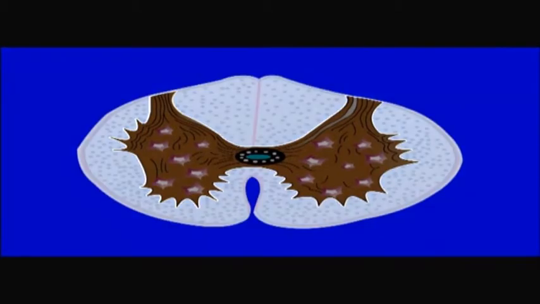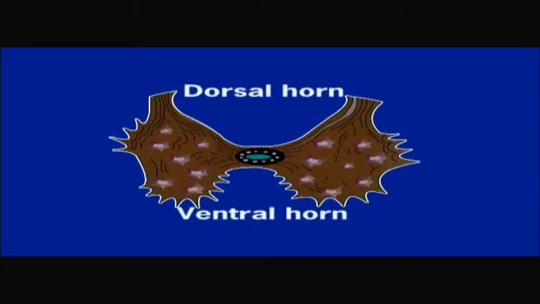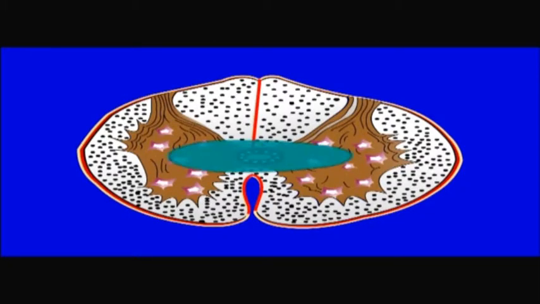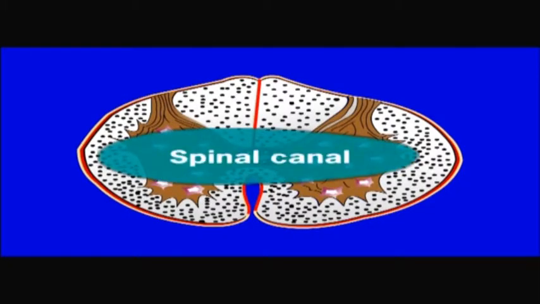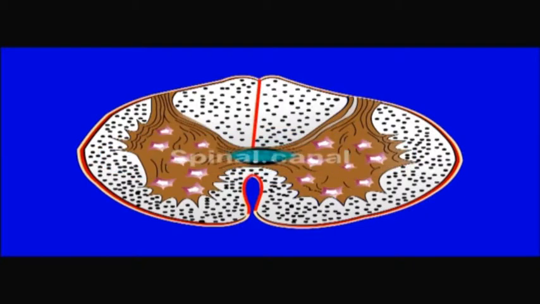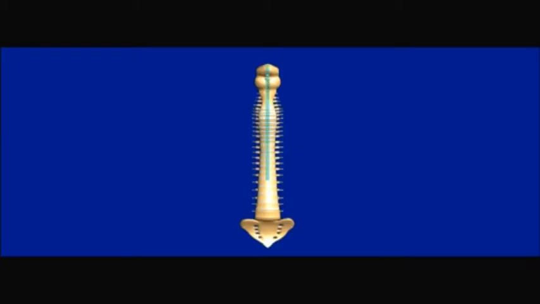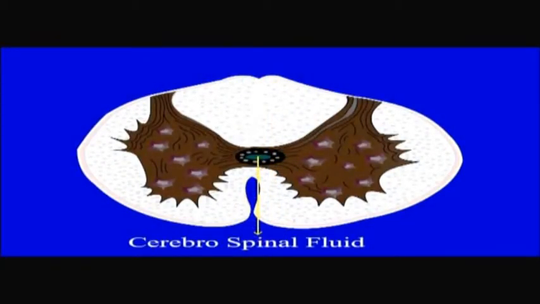Each segment of the H-shaped grey matter is called a horn, and upper horns are called dorsal horns and lower horns are called the ventral horn. In the middle of the grey matter, there is a canal called spinal canal. This spinal canal runs all along the length of the spinal cord and is filled with cerebrospinal fluid.